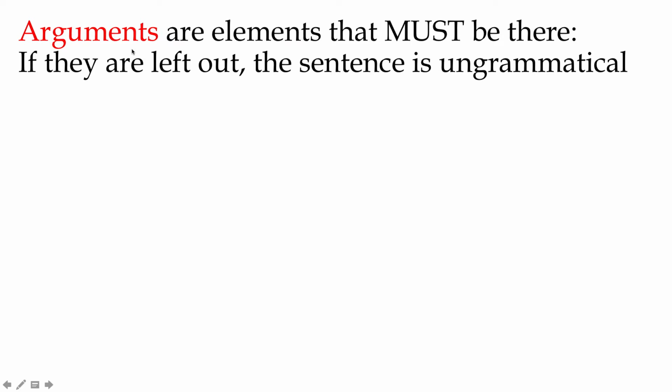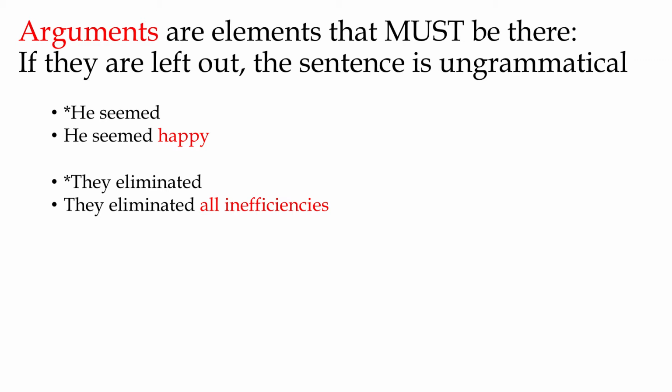Another way of thinking about these is that arguments are elements that must be in a sentence. If they're left out, the sentence is going to be ungrammatical. It's an impossible sentence to say. No native or expert speaker of the language would ever say this. So, "he seemed." This is impossible in English. I can't say this because seemed has an argument. There must be something after seemed. One of the things that could fill that spot is an adjective. He seemed happy. He seemed blue. He seemed nice.